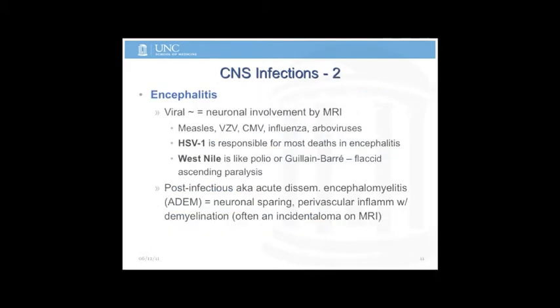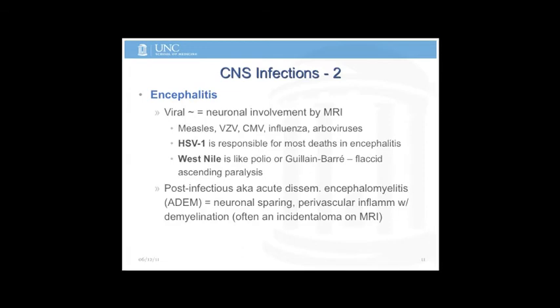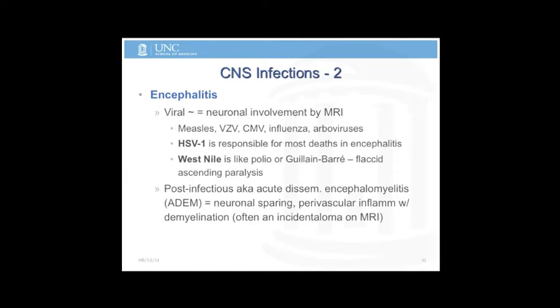Viral encephalitis, again, is neuronal involvement that you can see on MR. The classic ones are measles, zoster, CMV. But also, remember, influenza can give you an encephalitis. So if you have a question about somebody who's coming in with respiratory symptoms, who's altered, who's not 85 years old, think about influenza encephalitis as a possibility.